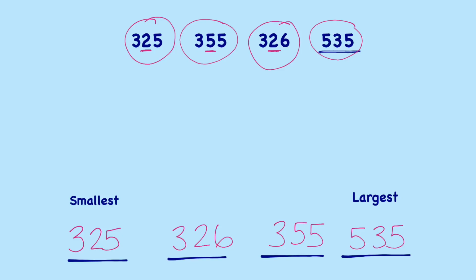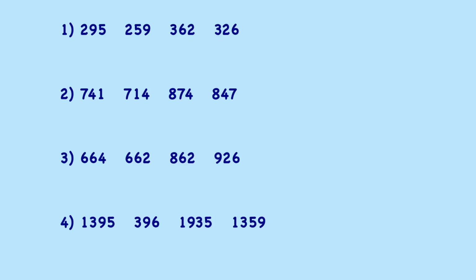And don't forget to look at your answer to check it's correct. So I've got 325, then I've got 326, 355, and then 535. So I know that they are correct. Now it's your turn. So pause the video and then you're going to write these numbers in order, starting with the smallest every time. Have a try and then we'll check back and go through the answers.